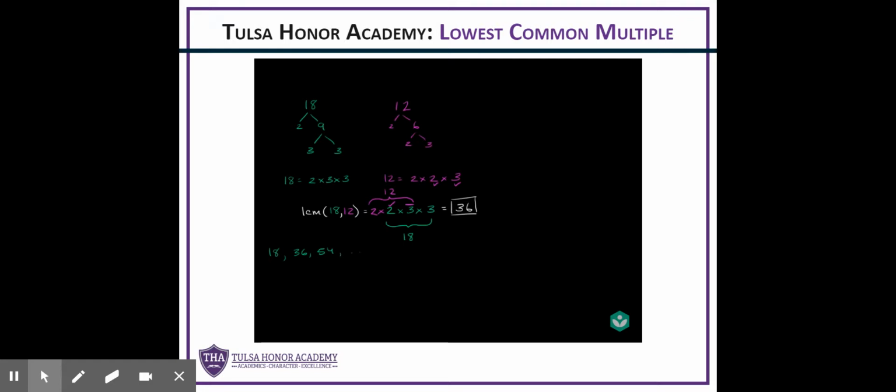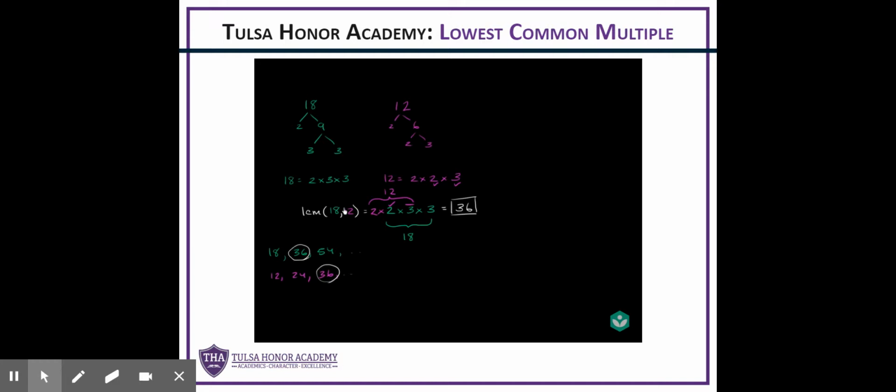And the multiples of 12 are 12, 24, 36, and immediately I say, well, I don't have to go any further. I already found a multiple of both, and this is the smallest multiple of both. It is 36. You might say, hey, why would I ever do this one right over here as opposed to this one?